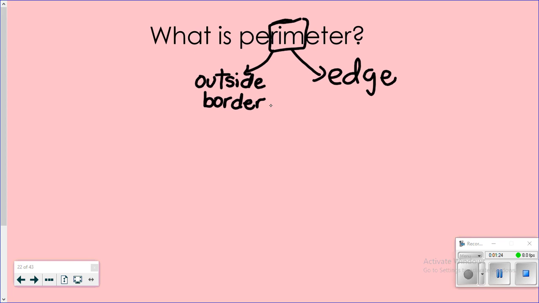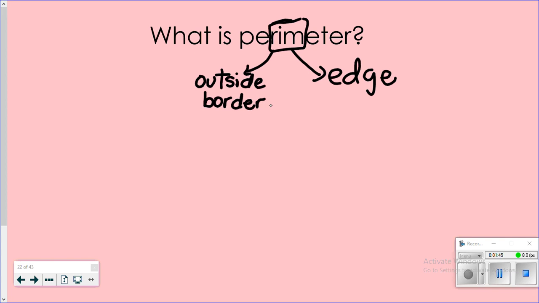The perimeter, when we're using that to measure, measures the outside distance of a shape. Area, if we remember, measures the inside space. Perimeter is only talking about the outside distance.